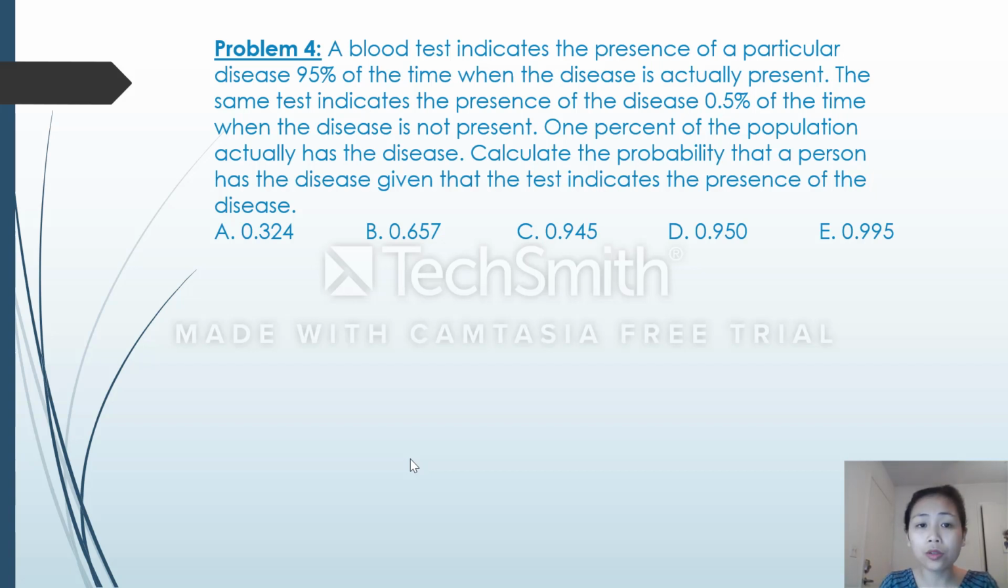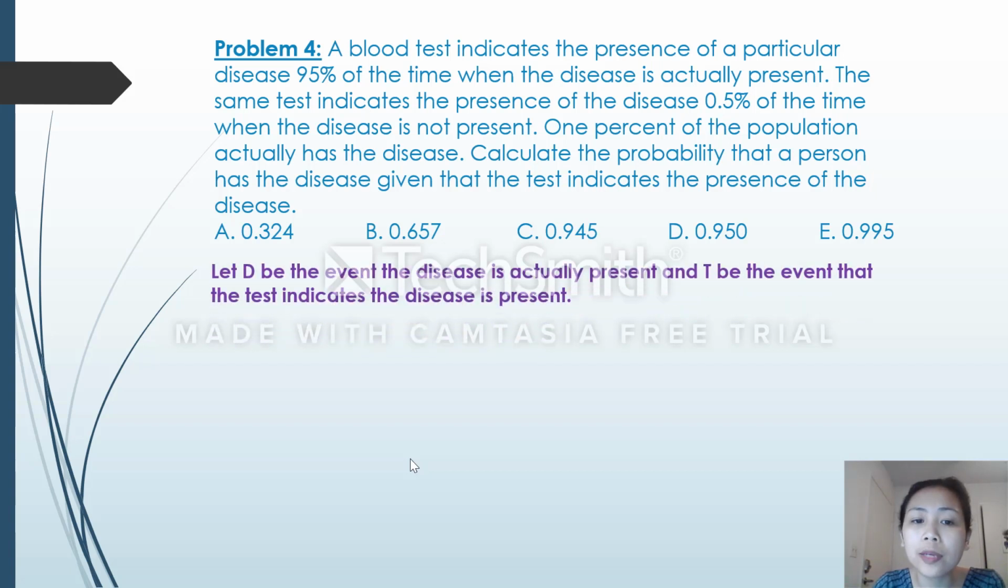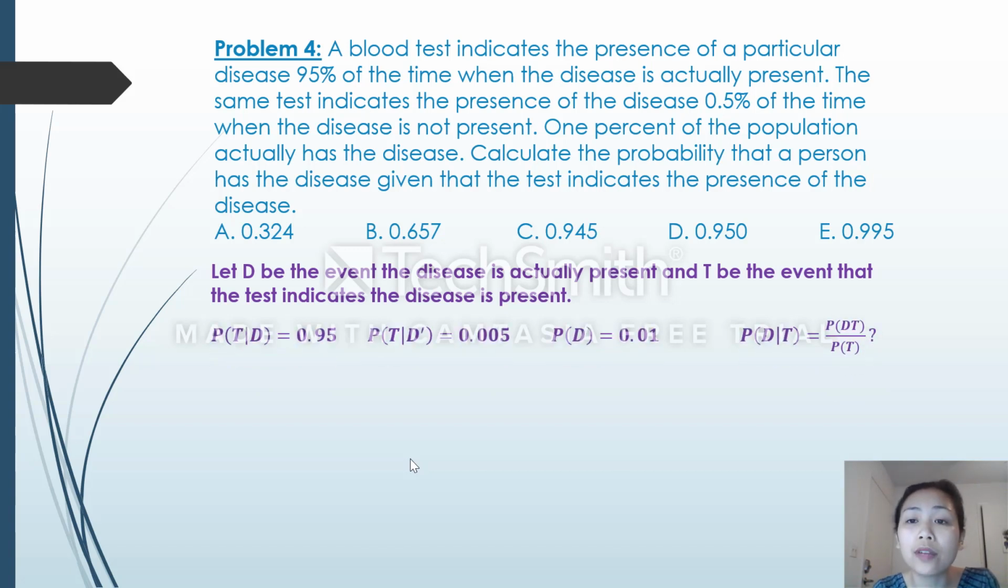So here we are going to summarize the question. Since we have reality and we have the test, let D be the event that the disease is actually present, that means in reality the person really has the disease, and T is the event that the test indicates the disease is present. By the first piece of information, a blood test indicates the presence of a particular disease 95% of the time when the disease is actually present. That means T given D.